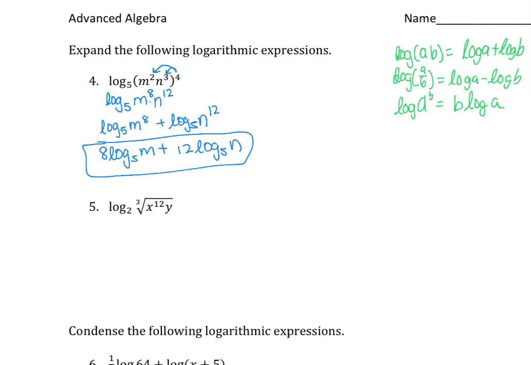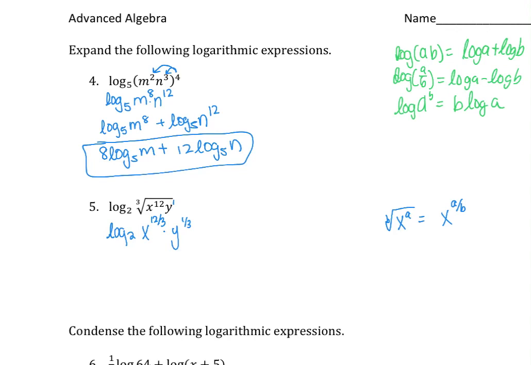On number 5, we want to rewrite a radical as a fraction exponent. So if you've got a root and a power, you can rewrite that as power over root. So I'm going to rewrite this. I've got log base 2 of x to the 12 over 3 times y to the 1 over 3.